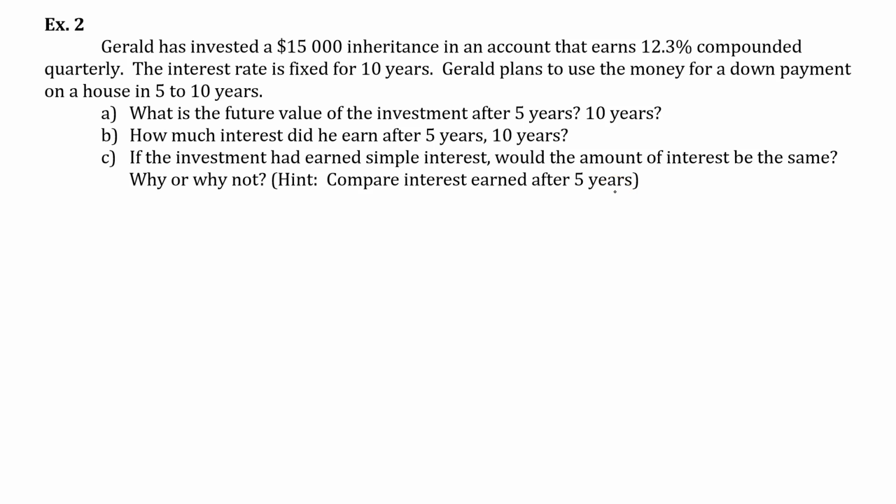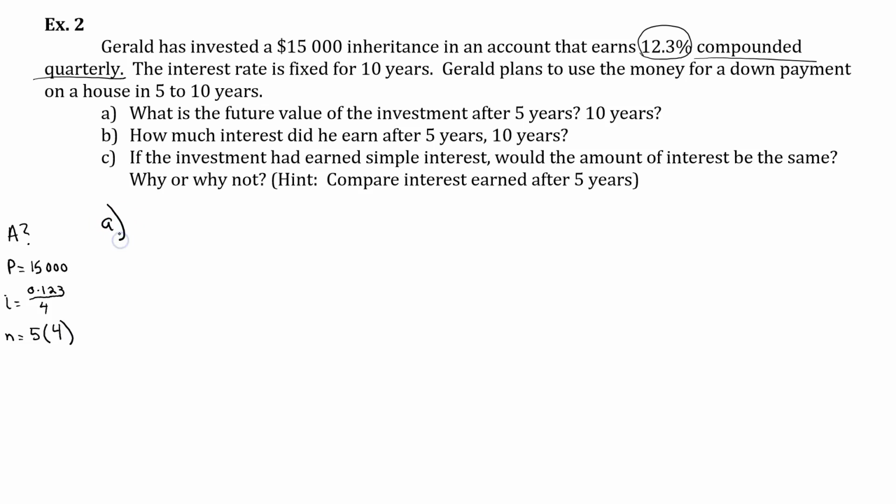So let's write down some of the important bits. We don't know what the future value is, but we do know that the principal is $15,000. We do know that the annual interest rate is 12.3%. So that means when we're looking at our I, we know that our denominator has to be 4 because it is compounded quarterly. But we want to turn that 12.3% into a decimal, so it would be 0.123. The number of compounding periods, well, that's different based on how many years. So let's do this for 5. So 5 years times the number of compounding periods per year, which would be 4.